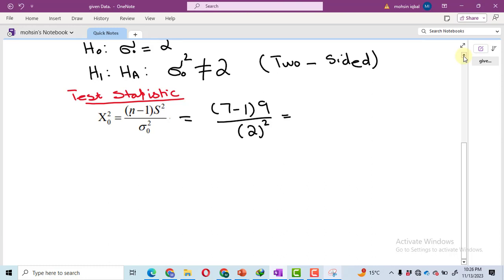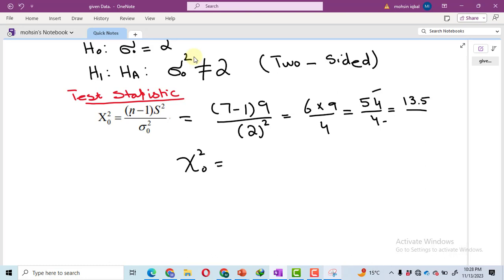Then we solve this expression to get our chi-square value. I did the calculation: 6 multiplied by 9 is 54, and 54 divided by 4 is equal to 13.5. So the chi-square test statistic value is equal to 13.5.